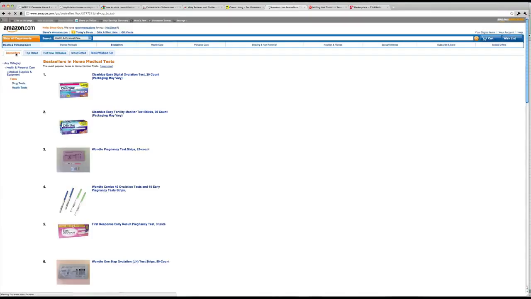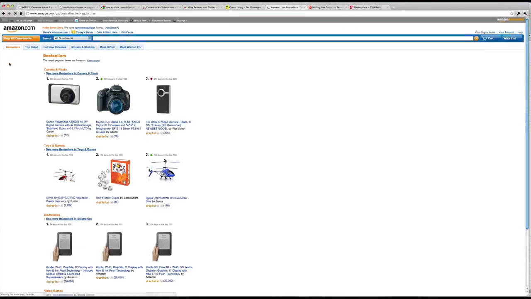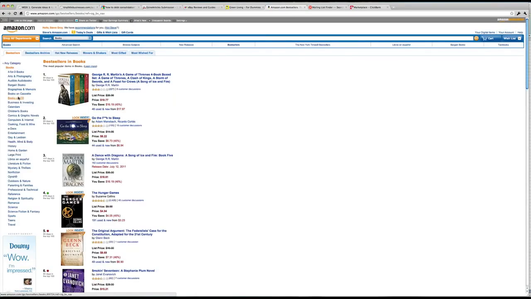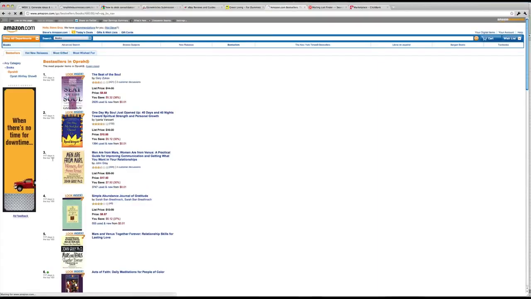So let's go back now, and let me show you another way to use Amazon. Let's go back to the bestsellers, any category, and then go to books. The reason is that books are information, and the other things are physical products. So we can dig down within the books to our different marketplaces and see what comes out. I'll just click on Oprah for a second.